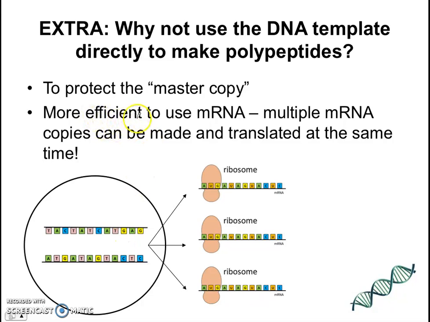And furthermore, right, by using transcription, you actually can make multiple mRNAs, and then those multiple mRNAs can move out of the nucleus, and they can be translated at the same time. So imagine if I only have my master copy, then it can only be one ribosome here, and then it's very slow. But with multiple mRNAs, I can actually translate multiple mRNAs at the same time and make multiple polypeptides at the same time. So it's actually more efficient in that way.